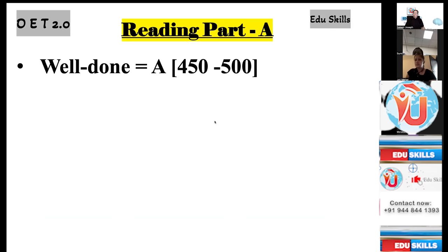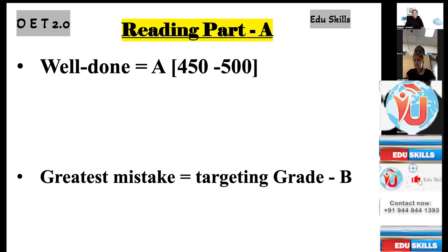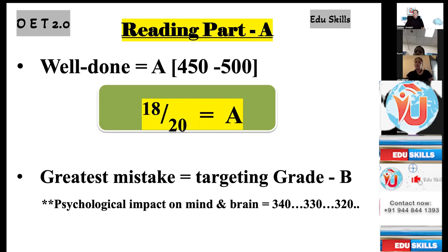In reading part A, if you take grade A, well done, 450 to 500. Now, to get a grade A in reading, you have to get a minimum of 18 out of 20. But we suggest you definitely go for 20 out of 20, so that even if you miss some answers in part B or C, you can be comfortable with your score. The greatest mistake is targeting grade B. That is the greatest mistake. The greatest enemy is time, and the greatest mistake is targeting grade B.